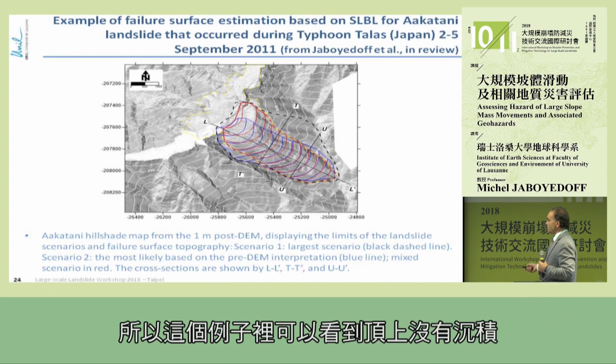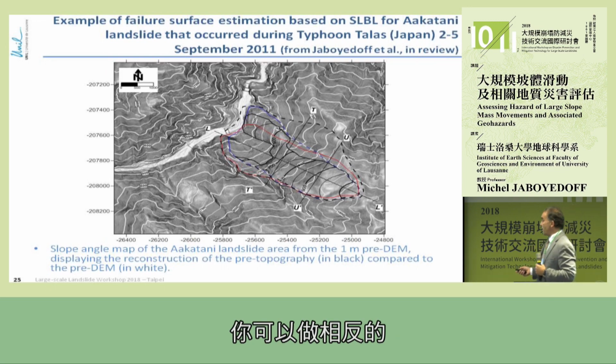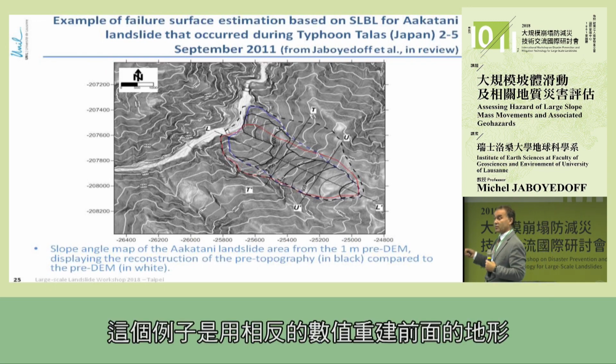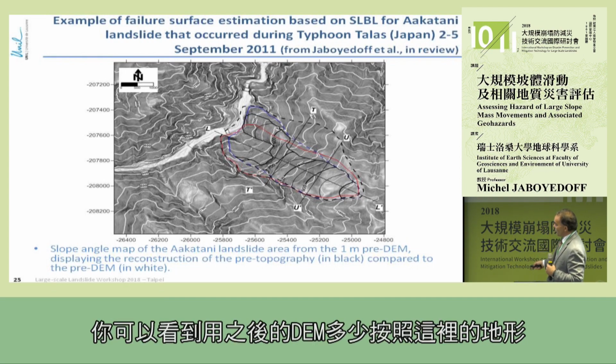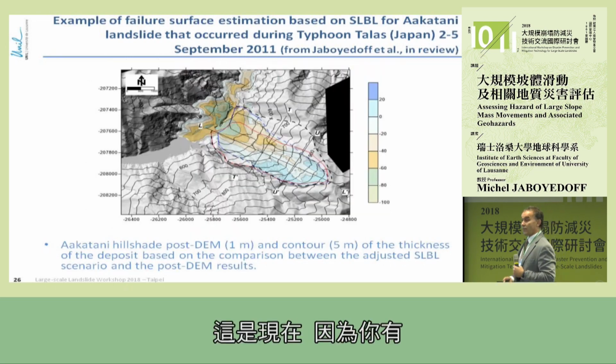So, this is an example, and you see at the top, where there is no deposit, that the model is following the topographic line rather well. So you can do the opposite, and here is the case where you rebuild the former topography using the inverse, and you see that this is following more or less the topography here, by using the DEM after and rebuilding the topography.